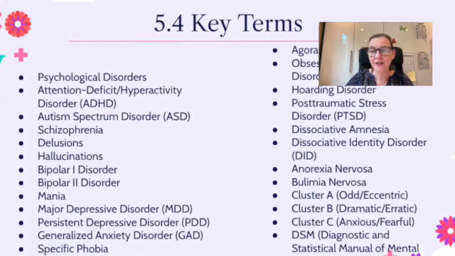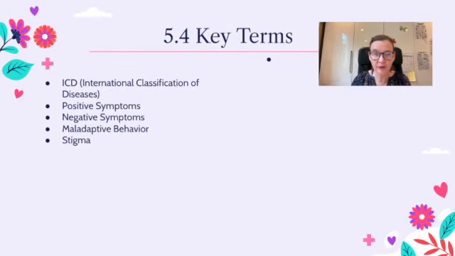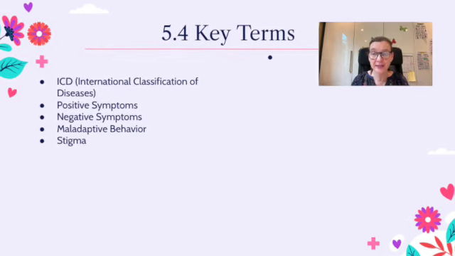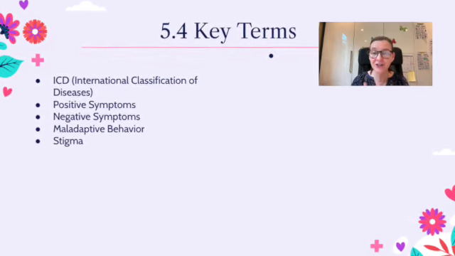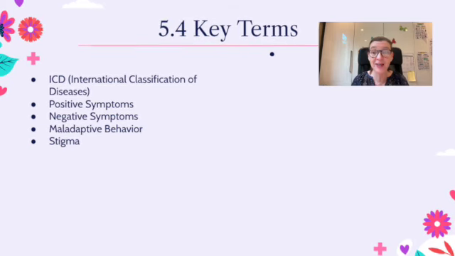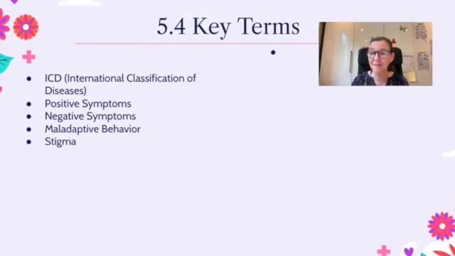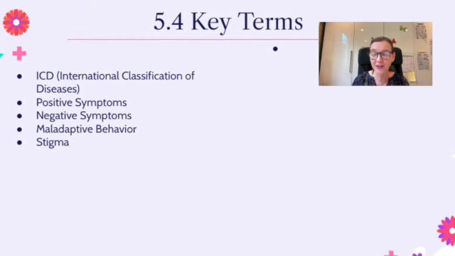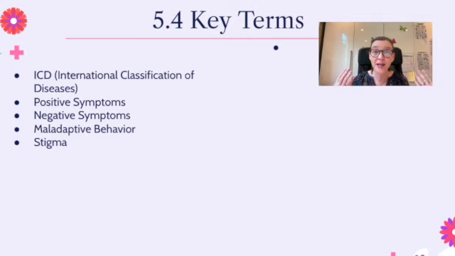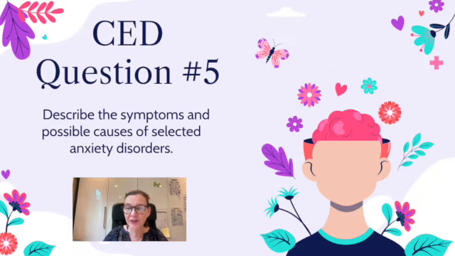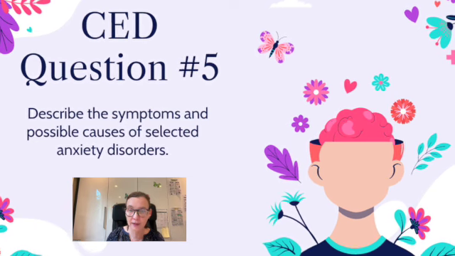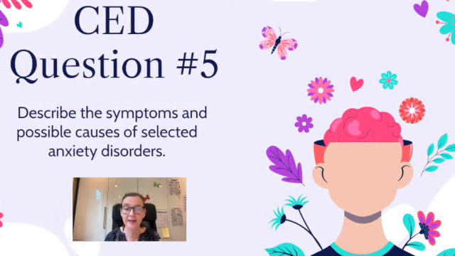On these slides, you'll see the key terms for the entire section of 5.4, not just for this CED question, right? So there are a lot of them, but there's a separate video where I go through every definition and I give you an example so that you can learn them for the test. My motto is the key to the 5 are the key terms. You've got to know your key terms to be able to apply them into FRQs and MCQs. The CED question for this section of 5.4 is: describe the symptoms and possible causes of selected anxiety disorders.